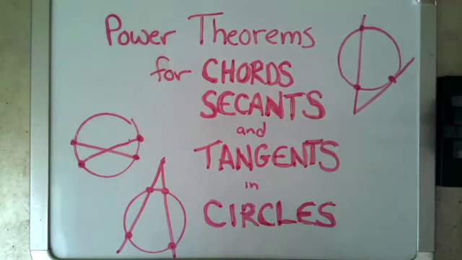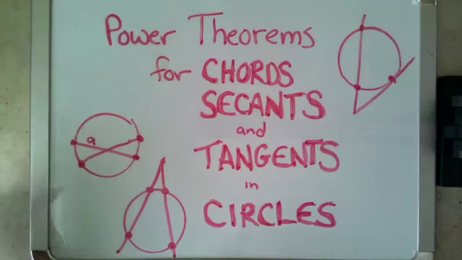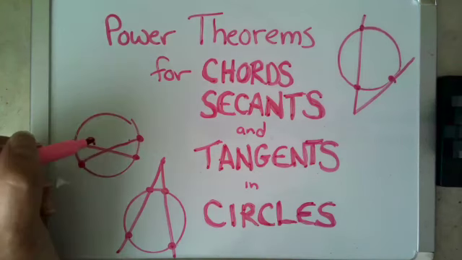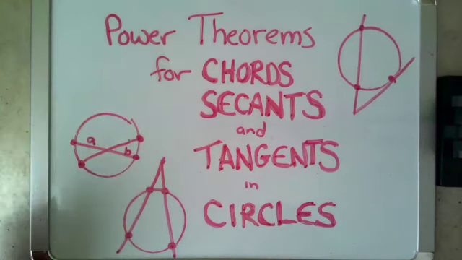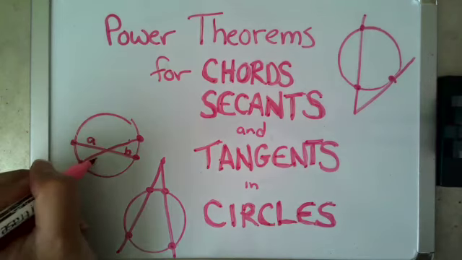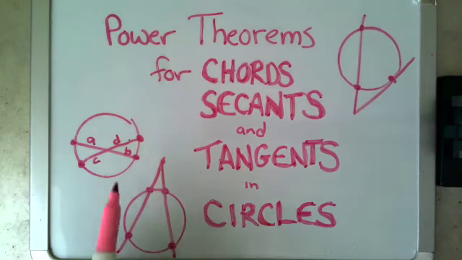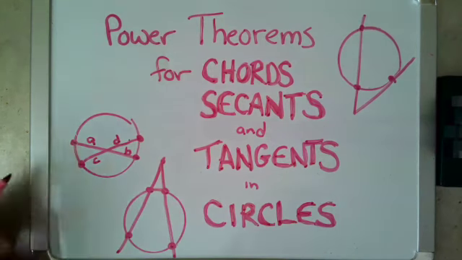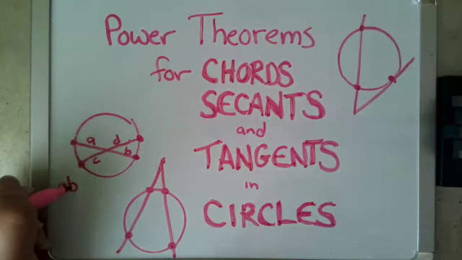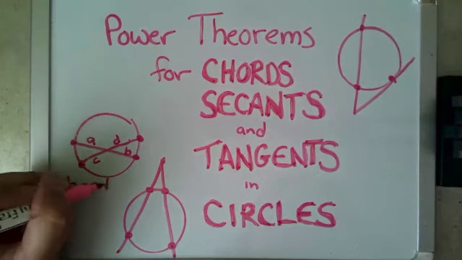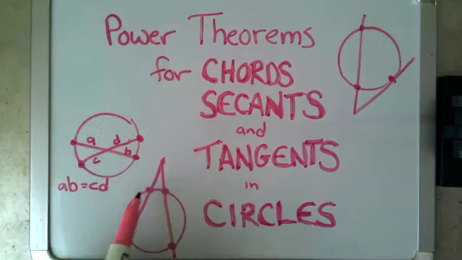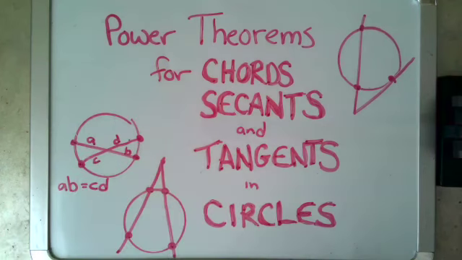And our rule for chords is as follows. One section of the chord times the second section of the chord will be equal to that same proportion for all the chords that intersect with each other in a circle. So to summarize, that says A times B equals C times D, and that is the power rule for chords.